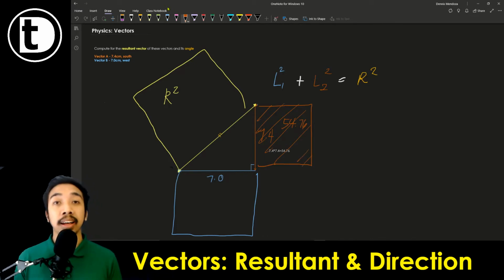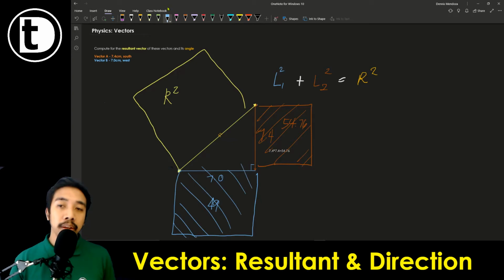While yung ating blue na leg which is 7, pwede na natin siyang i-multiply. 7 times 7, we know that it is 49. So directly nating alam yan. Tapos, so this is our area for our 49. So the sum of this daw, okay? So the sum of this daw is our R squared.